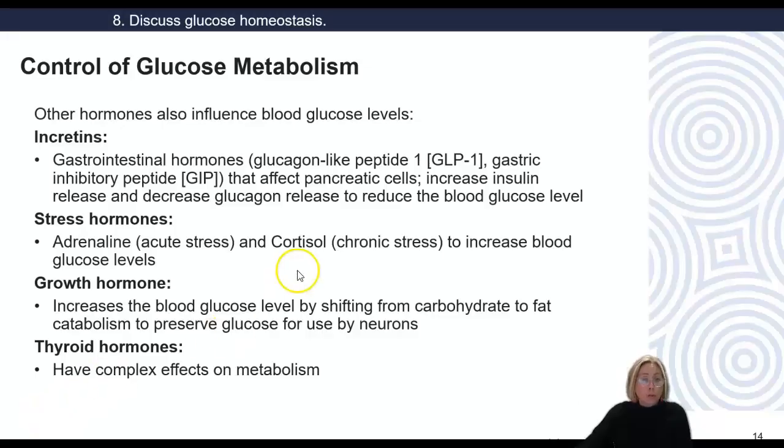Growth hormone also influences blood glucose levels because it causes the shifting from carbohydrate to fat catabolism, and that helps to preserve glucose for use by the neurons. So neurons need a constant delivery of glucose in the plasma. And finally, thyroid hormones have very complex effects on metabolism.